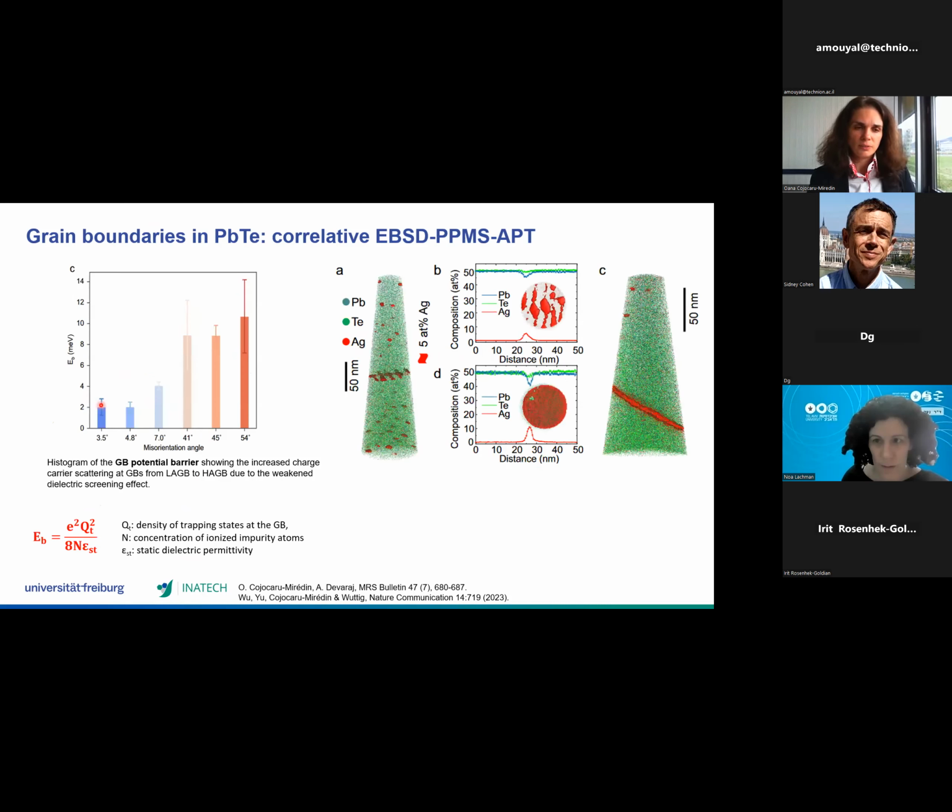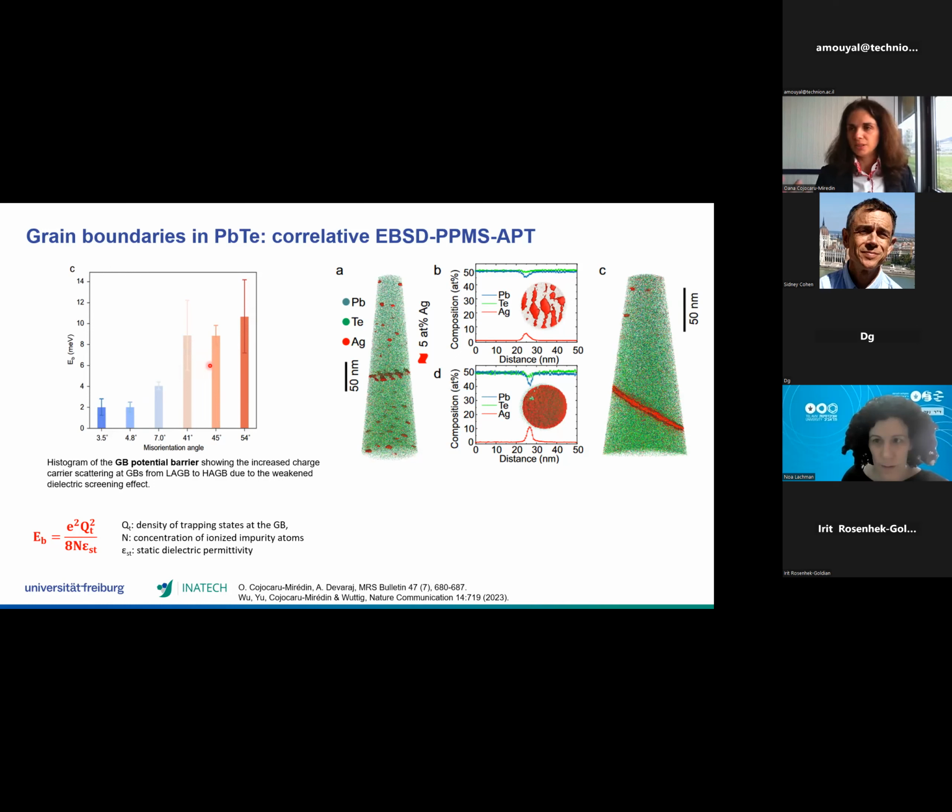And these are the quantification of the barrier height at the grain boundary position for low angle grain boundary and high angle grain boundary. So we see nicely that for the low angle grain boundary, we have very low barrier height, and this is 5 to 6 times higher for the high angle grain boundaries.